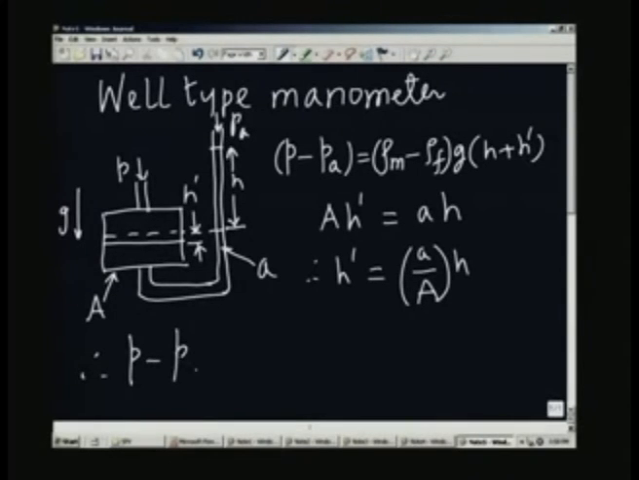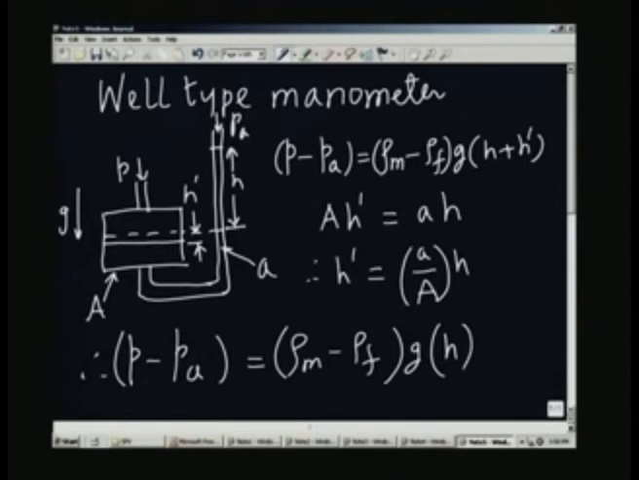So, P minus P A is equal to rho m minus rho f into G into H plus H prime. So, H I can take outside, multiplied by 1 plus A by A.